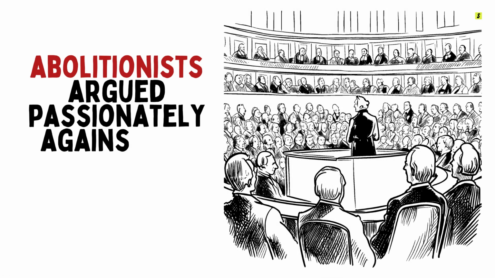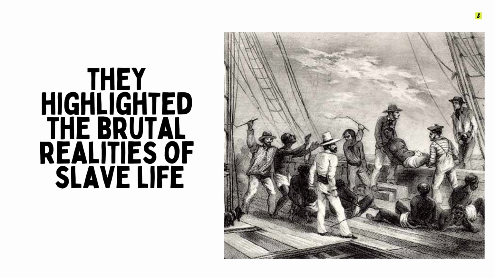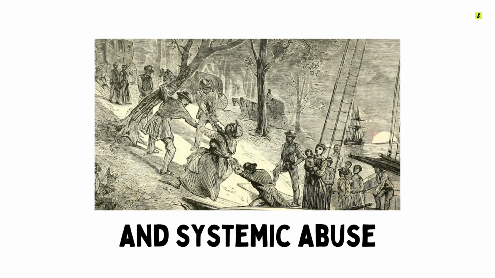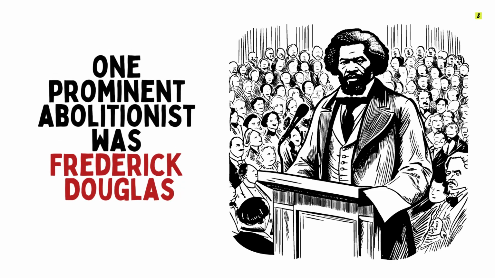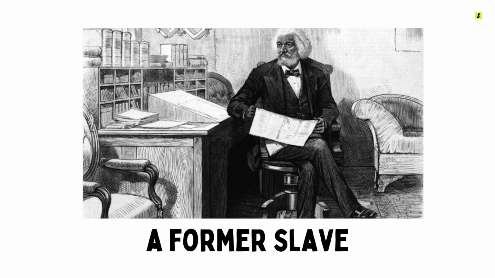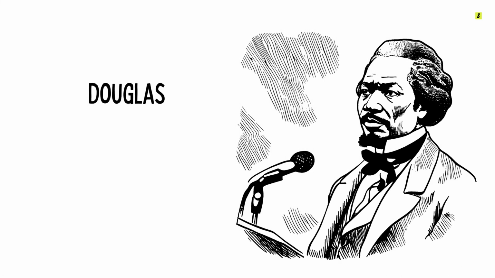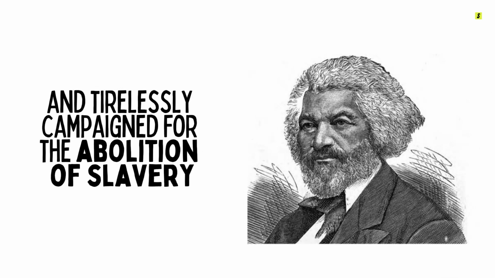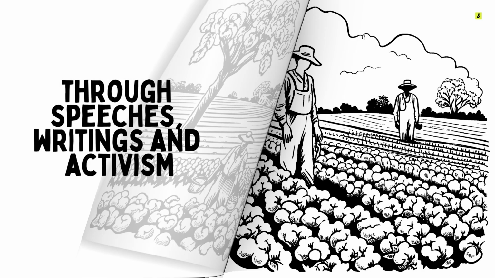Abolitionists argued passionately against the institution of slavery on moral, religious, and humanitarian grounds. They highlighted the brutal realities of slave life, separation of families, harsh working conditions, and systemic abuse, to sway public opinion against the practice. One prominent abolitionist was Frederick Douglass, a former slave who became a leading figure in the American abolitionist movement. Douglass eloquently spoke about his own experiences as a slave and tirelessly campaigned for the abolition of slavery through speeches, writings, and activism.